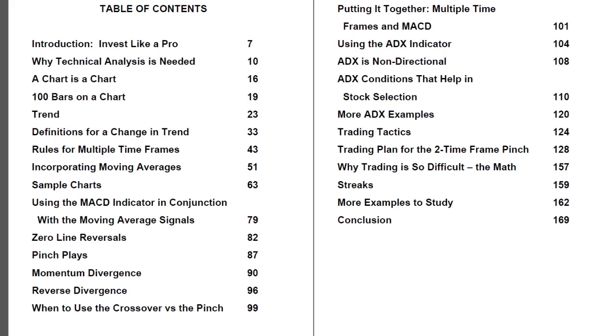I'm going to start by talking about, again, this is the table of contents from the book, and there's a lot of information. There's some introductory things that I think are really important, especially about page 33, where we start talking about trend and changes in trend. But I'm really going to focus my time on the rules for multiple time frames and then incorporating moving averages. Which really, once we do that, then we find the setup that I'm really describing here.